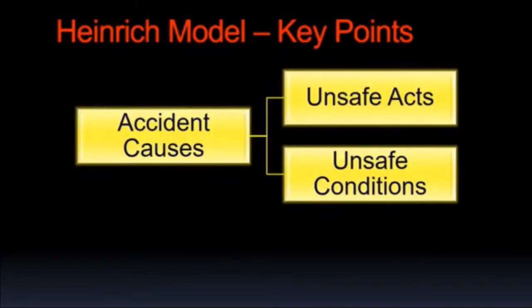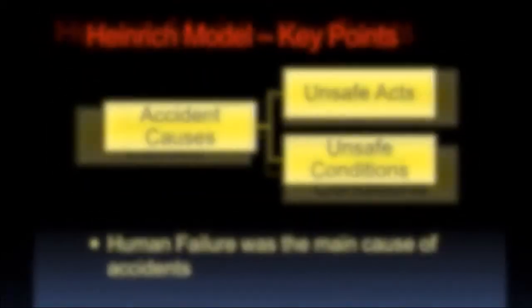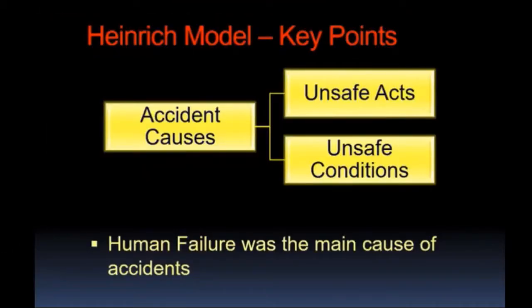Heinrich's domino theory explains that the main cause of accidents boils down to unsafe acts and unsafe conditions of the human. Thus, this theory concludes that human failure was the main cause of accidents.